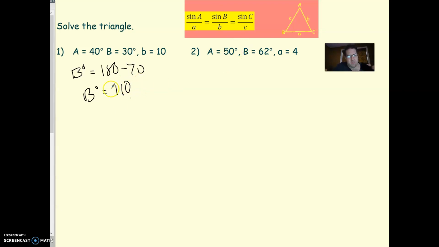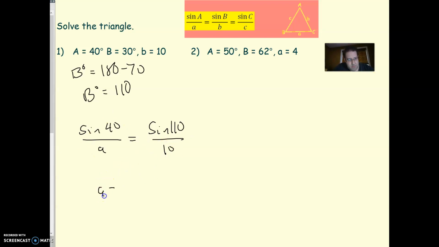We'll talk more about that later, but it has to be 110 degrees in this case because it has to add up to 180. Then the next thing I'm going to do is try to find sides A and B, which I'm going to solve separately. So sine of 40 over A is equal to sine of 110 over B. Cross multiply, and then, I'm sorry, I know what B is. B is 10. So erase that, put 10 right there.